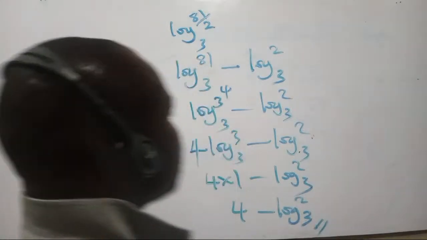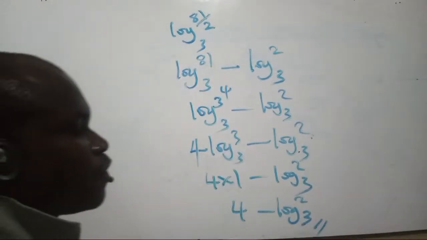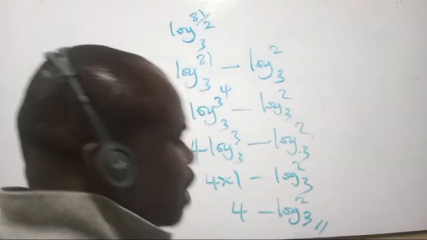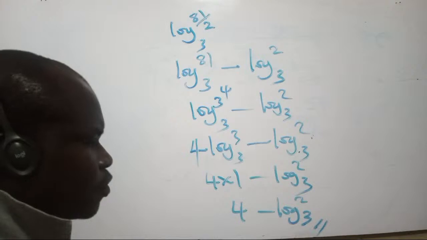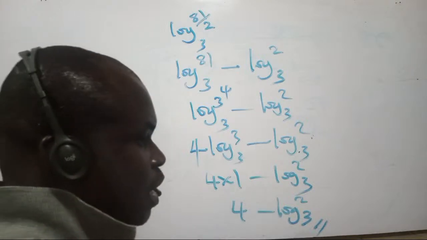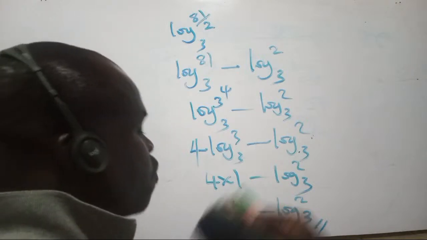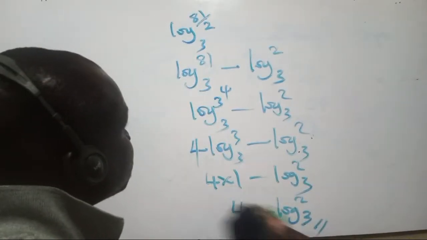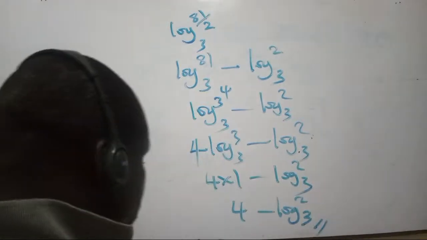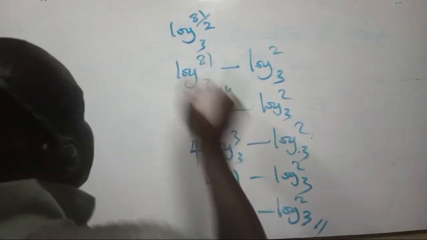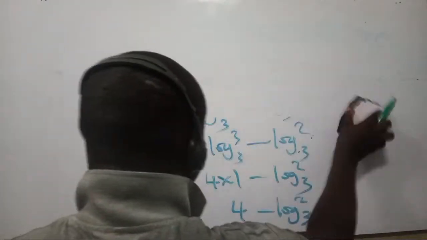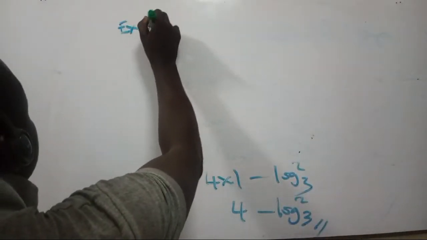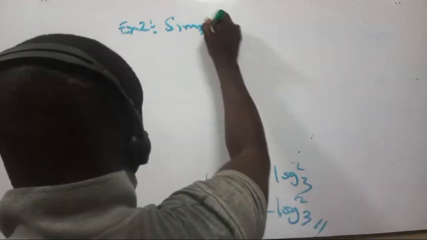Just try and go through the laws of indices and the laws of logarithm. Let's learn those laws by heart. I'm not saying you should cram, but repetition enhances learning. When you go over something over and over again, then you will be able to memorize it. So this is what we get. Let's take another example, example 2, where we have simplify.